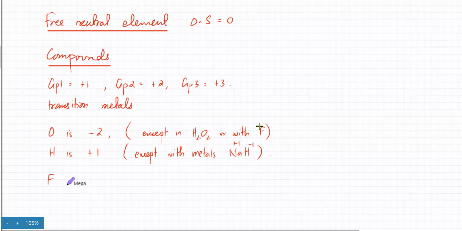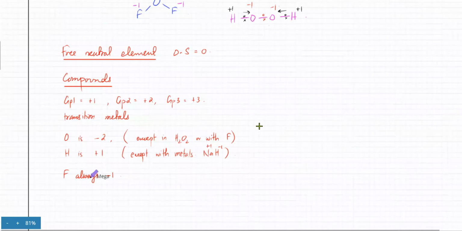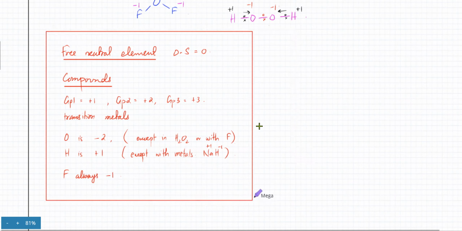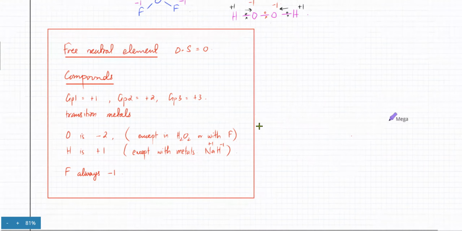No one is able to take away electrons from fluorine. It's always -1. So this is a table that you have to memorize. You have to remember. You probably already do. Based on this table, you can figure out the oxidation states of different things.